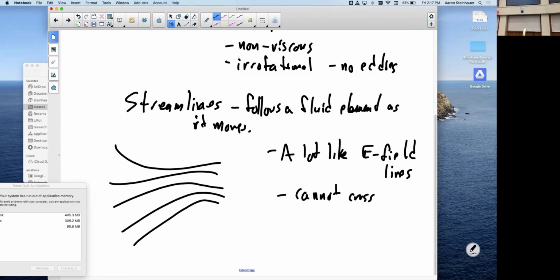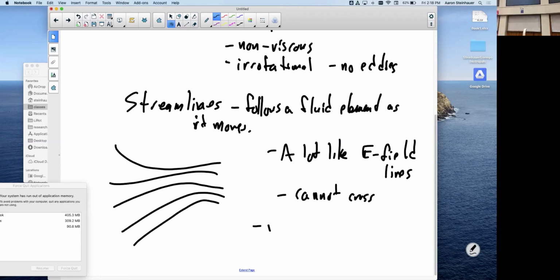You'd basically have two particles coming from different places that are joining each other in a certain place and then diverging from that same place, which simply can't happen. If you squeeze these lines together, that's okay, but you can't take two particles that were over here and bring them to the same point over here. You'd have some loss or gain of fluid, and that just can't happen. So these streamlines actually can't cross.